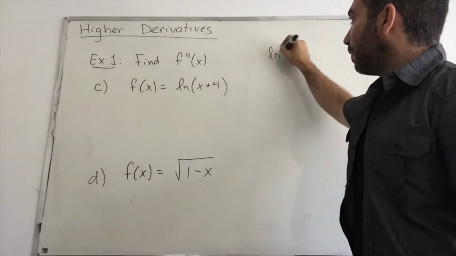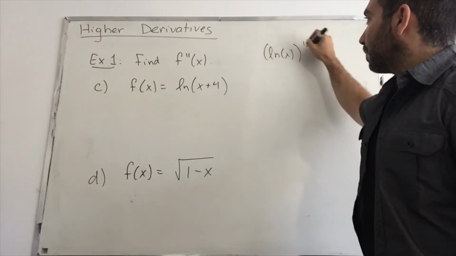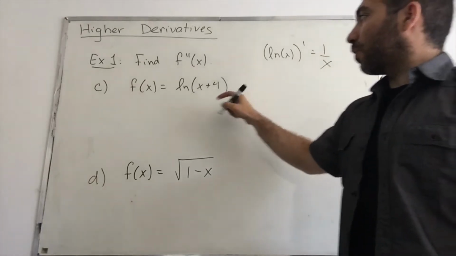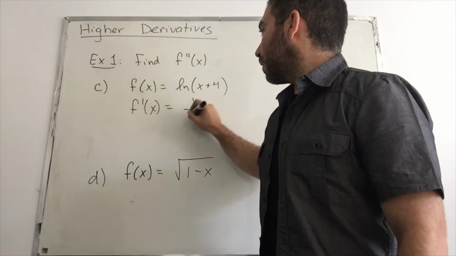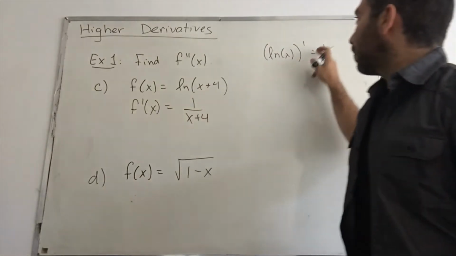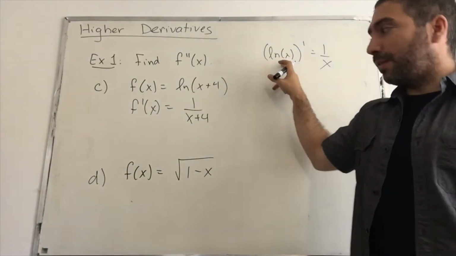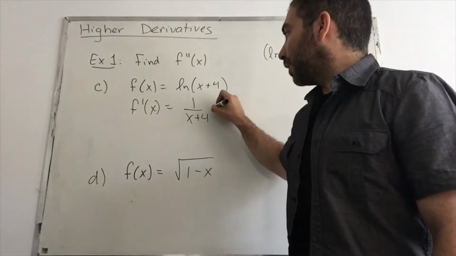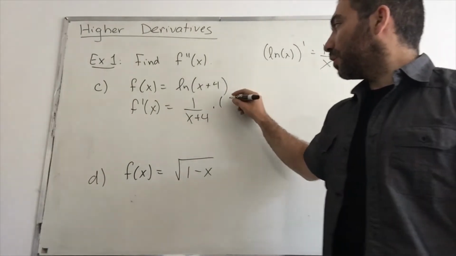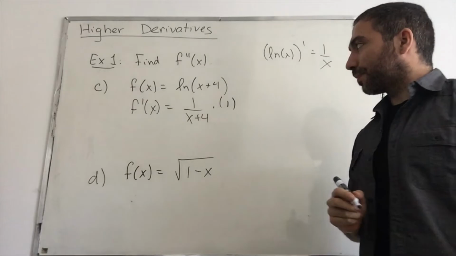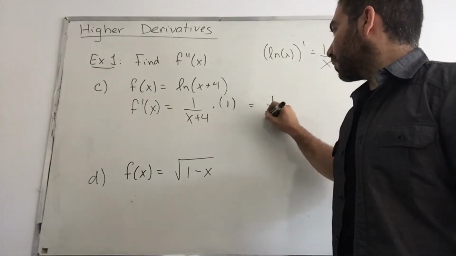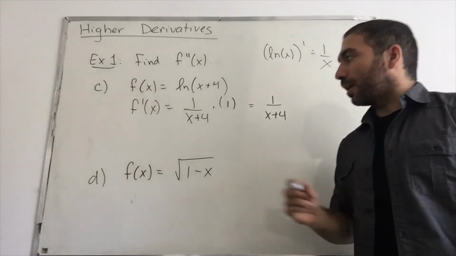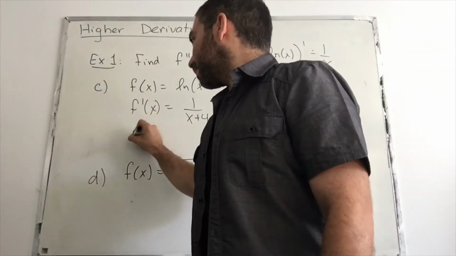We know that the derivative of ln of x is 1 over x. So for the first derivative, what we get is 1 over x plus 4. So instead of 1 over x, it's 1 over whatever's in the bracket of the ln. And then we're going to complete the chain rule by taking the derivative of x plus 4, which is just 1. Okay. So this is 1 over x plus 4. And now we're going to take the second derivative.